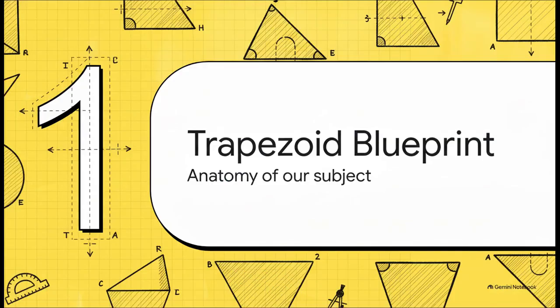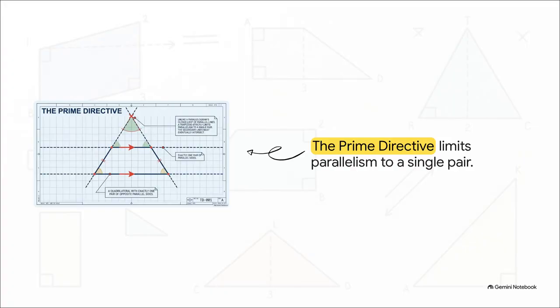All right, Section 1, the trapezoid blueprint. Let's look at the anatomy of our subject. Okay, so we're starting our investigation by looking at the raw structural anatomy. Take a really close look at this blueprint. What jumps out at you right away?